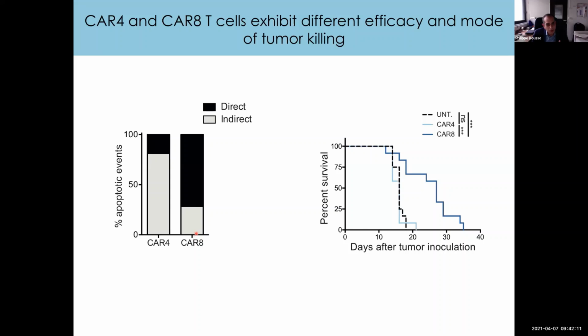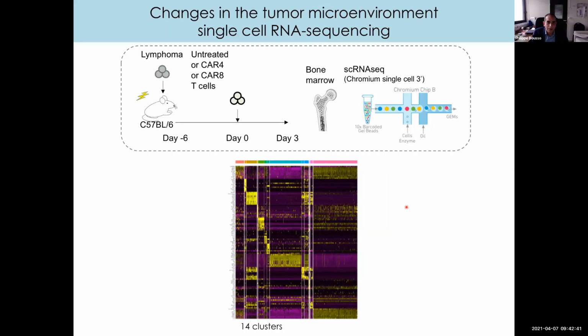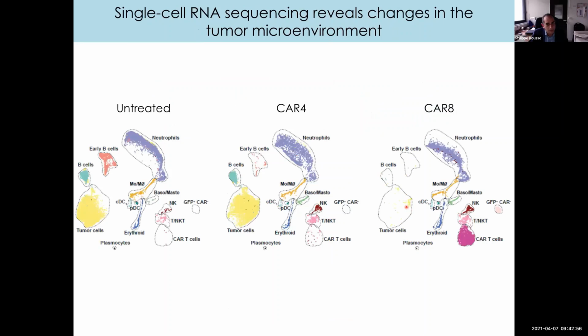And in our system, when we use them individually, it's really only the CAR8 that provide a therapeutic benefit, not the CAR4. Yet when we mix them together, we have a better response. Suggesting that the CAR4 are actually doing something that is not necessarily just the cytotoxicity. So we decided to explore a bit better, in an unbiased manner, what the CAR4 and the CAR8 were doing in the tumor microenvironment. And this is using single cell RNA sequencing, which allows us to identify most immune subsets in the tumor microenvironment and to start to dissect how the transfer of the CAR is actually reshaping the tumor microenvironment.